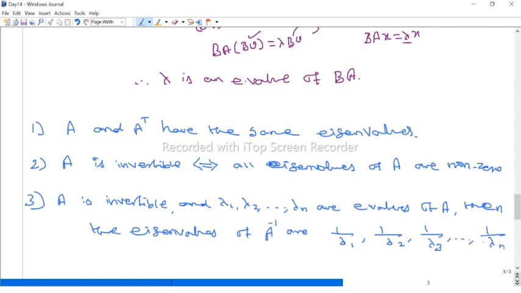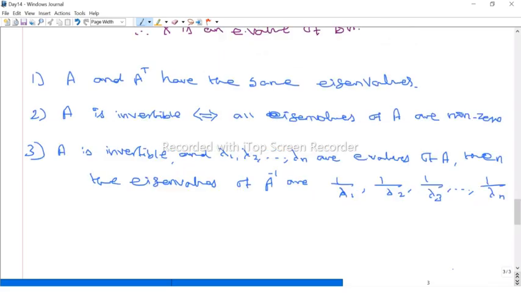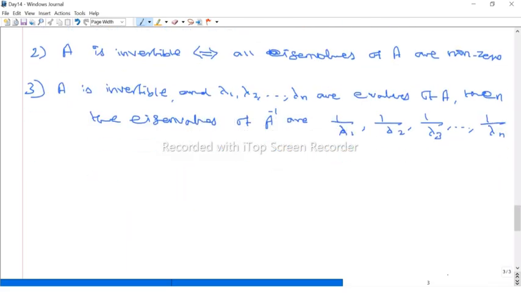Because A is invertible, all the eigenvalues are non-zero, therefore we can define 1 by lambda 1, 1 by lambda 2, etc., 1 by lambda n. So these are all eigenvalues of A inverse. And we know the positive power. So what is the positive power? If lambda 1, lambda 2, etc., lambda n are the eigenvalues of A, then what are the eigenvalues of A power k? It is nothing but lambda power k.